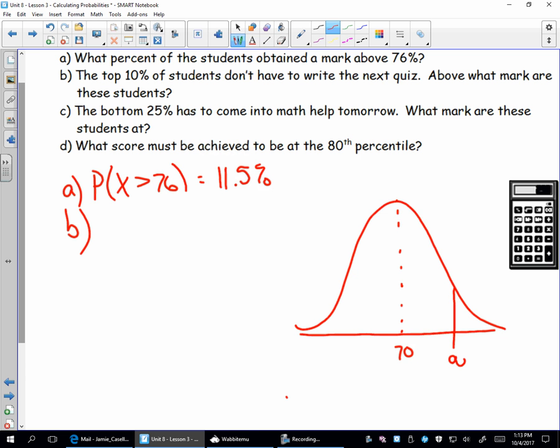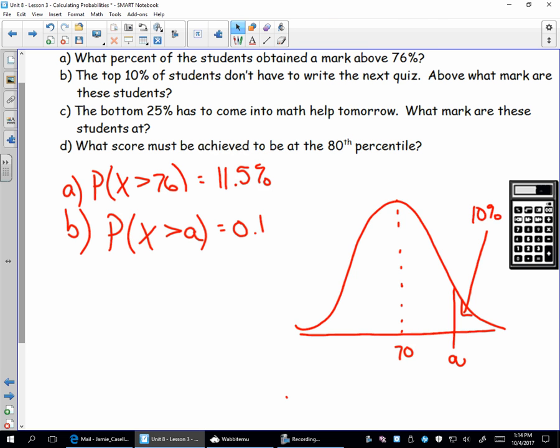Is it a mark of 75? Is it a mark of 80? Is it a mark of 82? I want to know what goes here such that there's 10% left over in that curve. So only 10% of students do it. In other words, I'm really asking the probability that x is greater than a comes out to 10%. This is a backwards question. I know what the probability is. There's 10%. What I want to know is what value makes that happen.